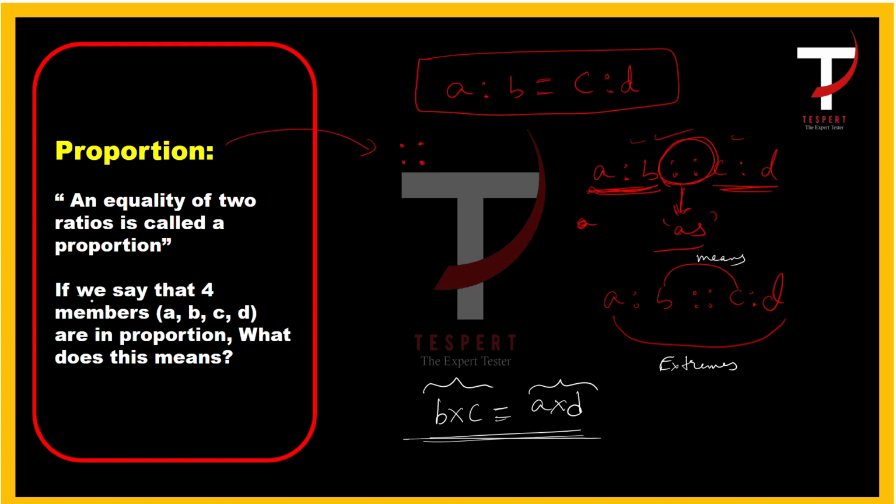So if we say that four numbers A, B, C, D are in proportion, what does this mean? A is to B as C is to D. Here the product of means is equal to product of extremes.